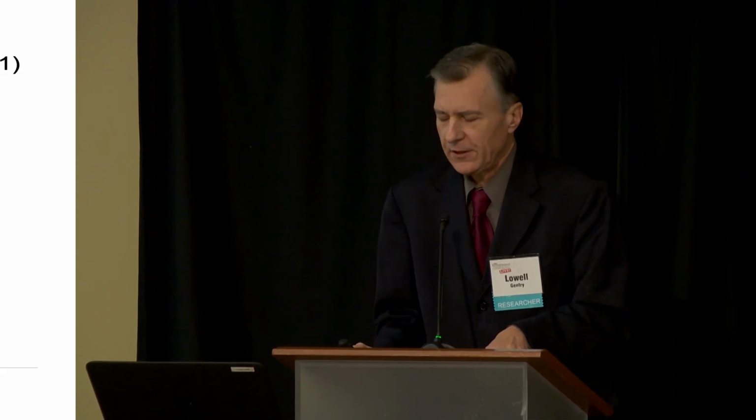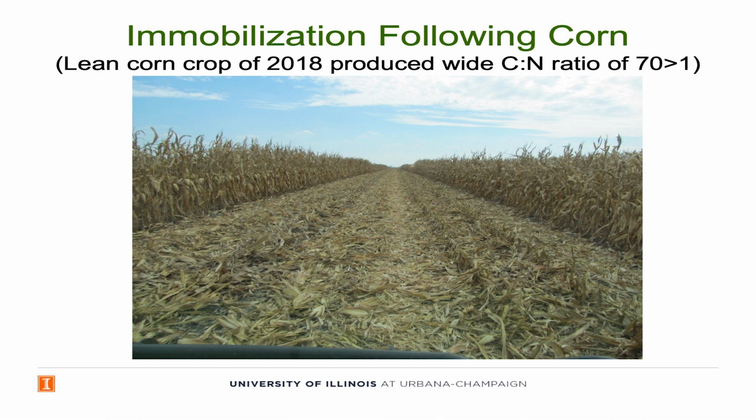And then a lack of mineralization in 2018 gave us a crop that was very efficient, but had a very wide C to N ratio. And more evidence of this is that all of our stalk nitrate plots were very N deficient. So at the end of the season, every plot showed extreme N deficiency. Decent yields, 205 bushel per acre corn, but not much N in that material.